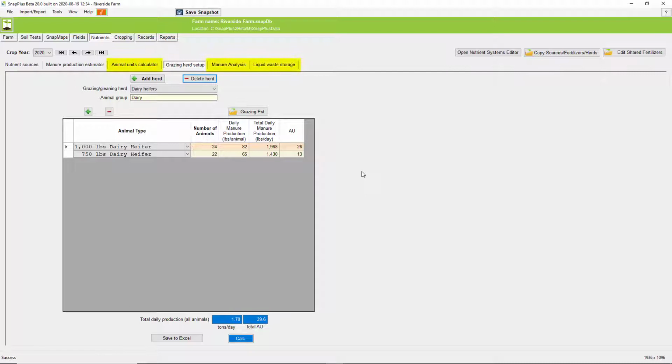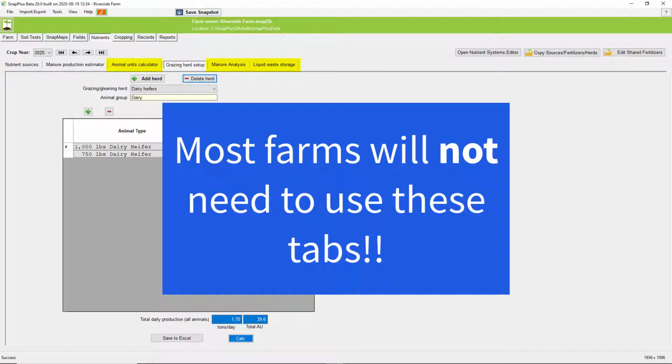The other tabs on the nutrient screen are intended primarily to meet DNR requirements for planning and reporting on farms that require water quality discharge permits, also known as CAFOs. Most farms in Wisconsin will not need to use these tabs.